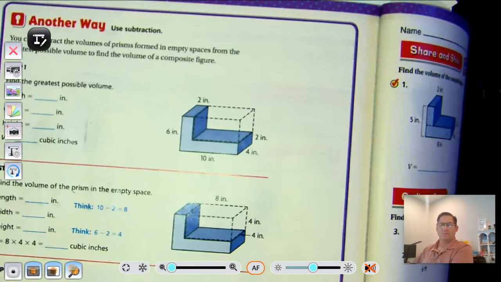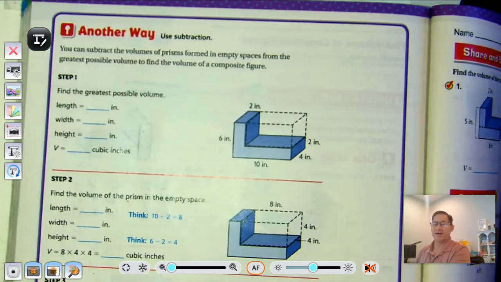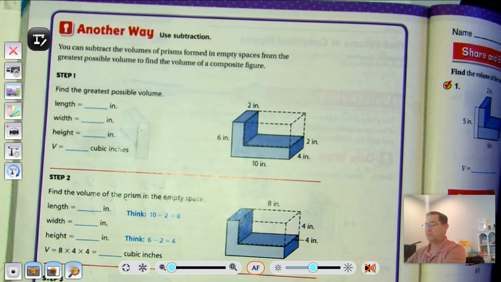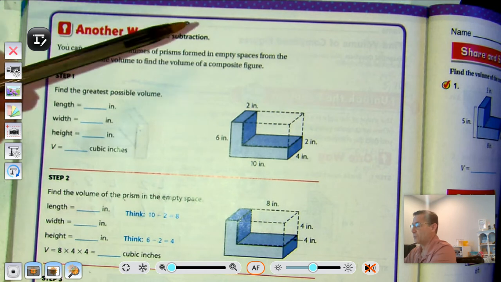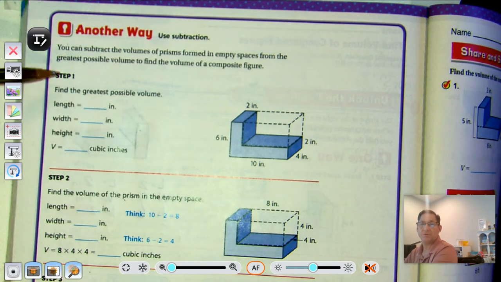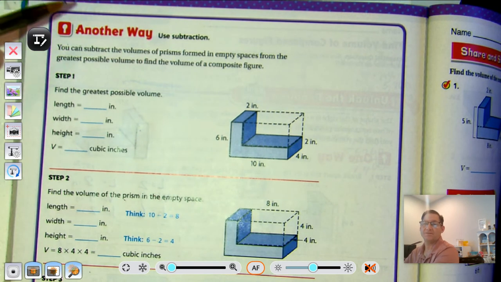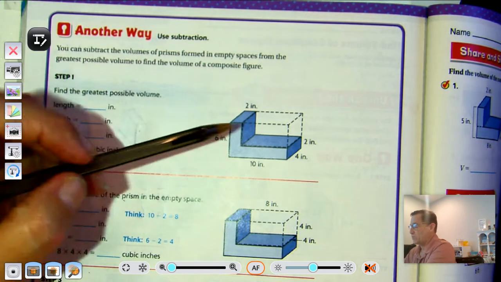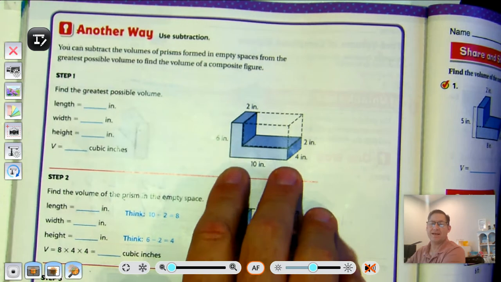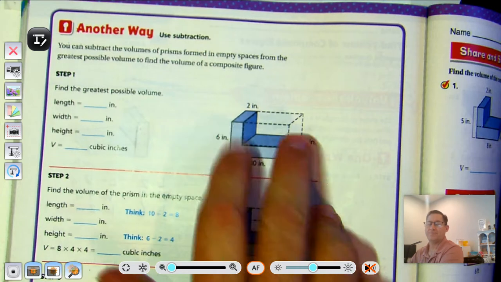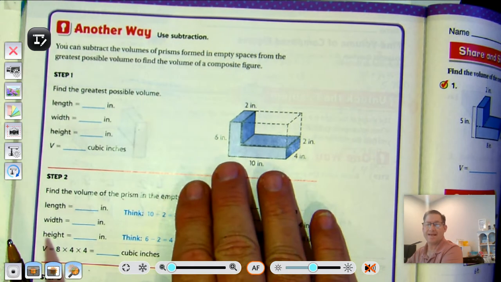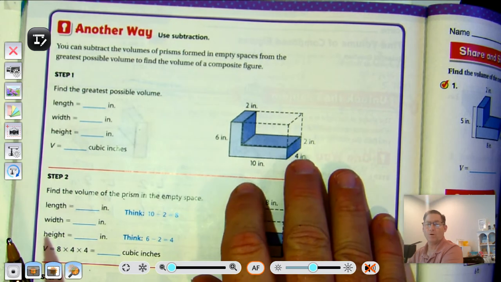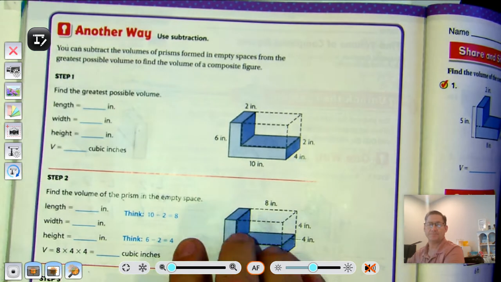So another option we have is to use subtraction. When we use subtraction, we can subtract the volumes of prisms formed in empty spaces from the greatest possible volume to find the volume of a composite figure. In other words, we can imagine that this is a complete full rectangular prism. A complete full rectangular prism of 10 by 4 by 6.